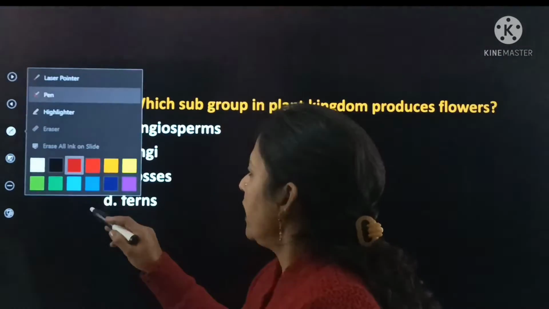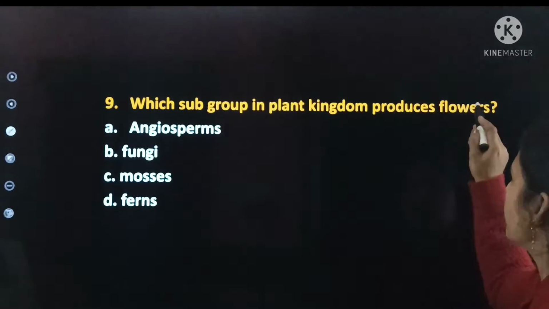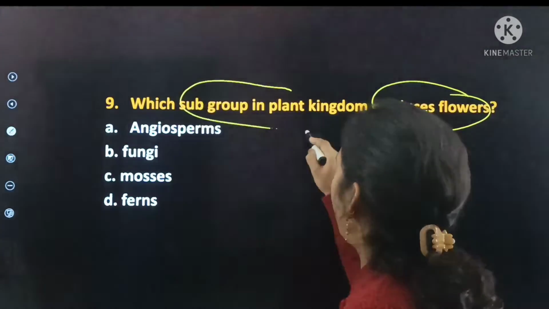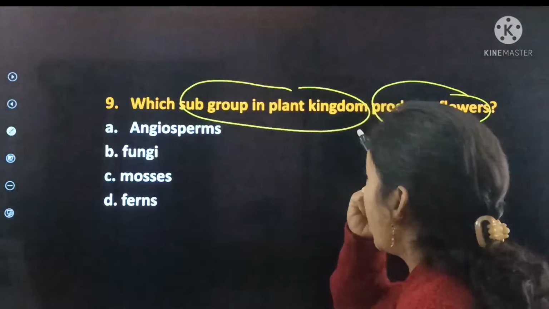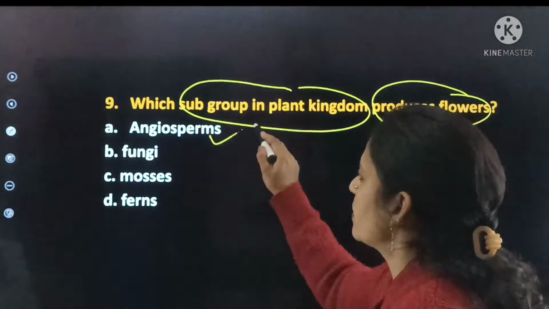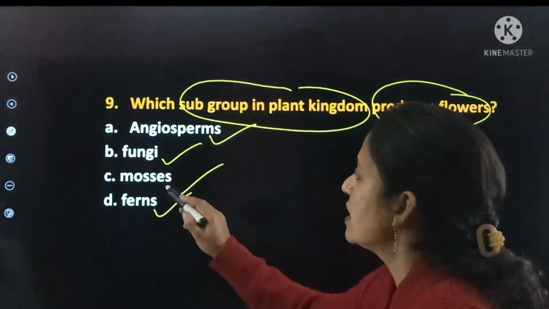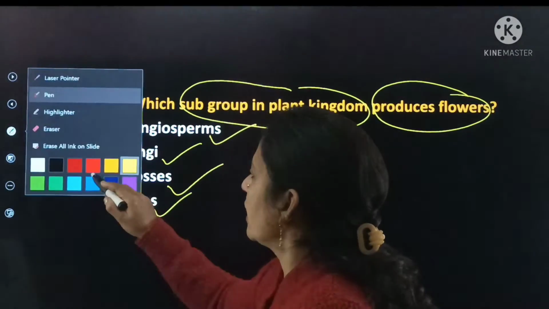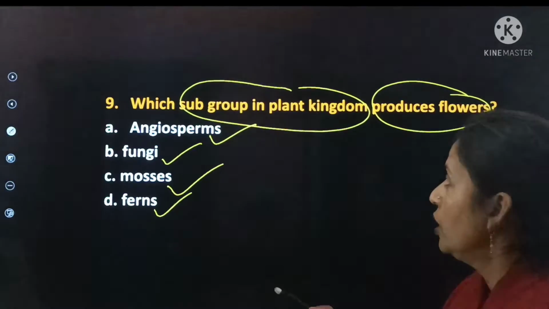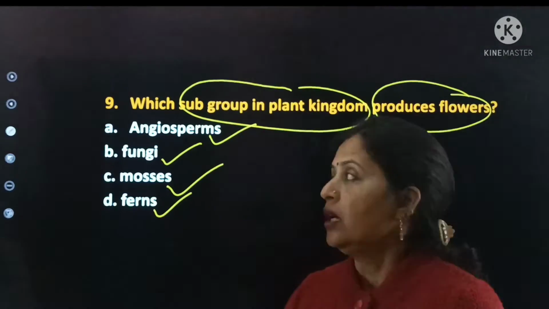Next is your question number 9, and your question number 9 is which subgroups in plant kingdoms produced flowers? इनमें से कौन सा ऐसा सबग्रुप है प्लांट किंगडम का that produces the flowers? Options are angiosperms, B fungi, C mosses and D is ferns. तो आपको ये बताना है कि इनमें से कौन सा ऐसा सबग्रुप है हमारा प्लांट किंगडम का जो कि स्पेशली प्रोड्यूस करता है फ्लावर्स को.